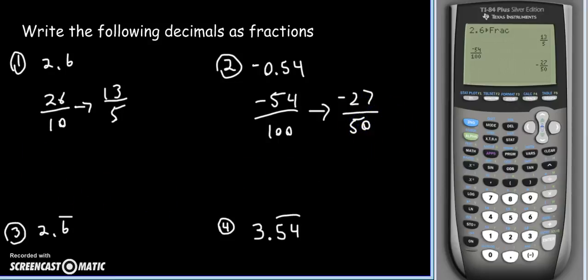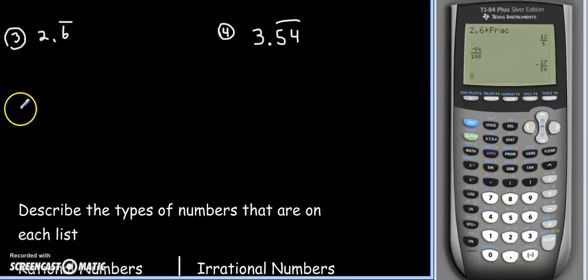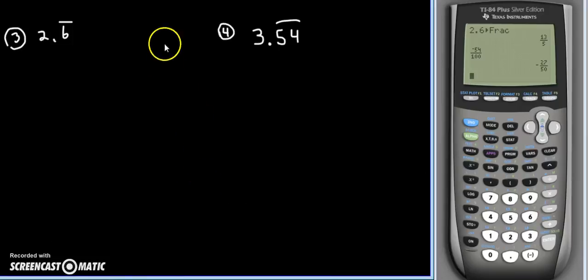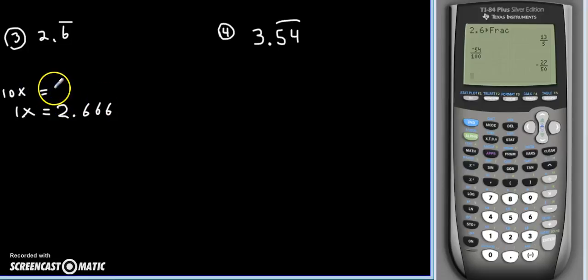Alright, now, writing repeating decimals, let's ignore what's down there, that's not important right now. Writing repeating decimals as fractions is a little harder. I'll show you how to do that. We'll call 2.6 repeating x. Now here's the idea. This is 1x. So 10x would mean to multiply this by 10, or make this 26.666. Does that make sense?